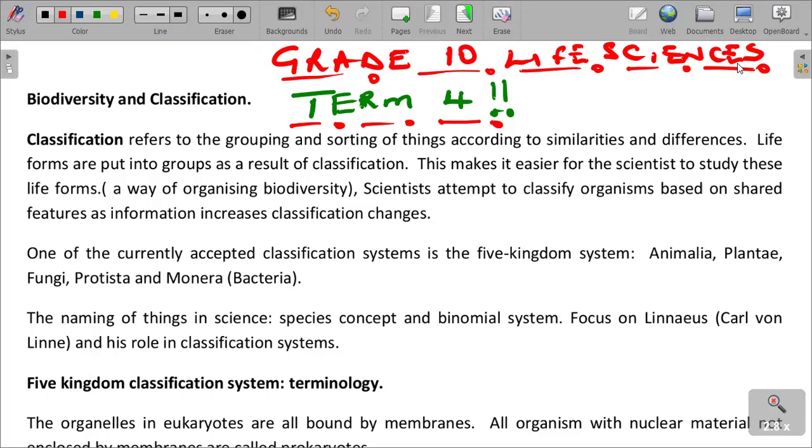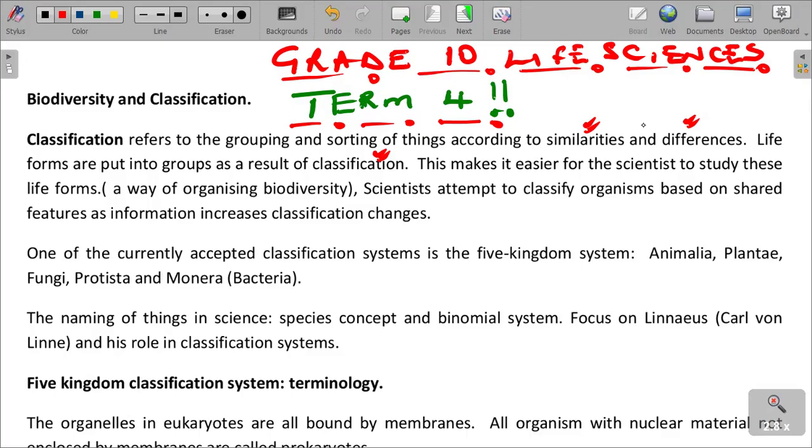So what we need to understand is that organisms are classified. Organisms are put into groups. Life forms are put into groups as a result of classification. So classification is premised on the basis of what? Of similarities and differences. Those organisms that have a certain quality which makes them identical or look alike, or within the same category, we put them in the same class.